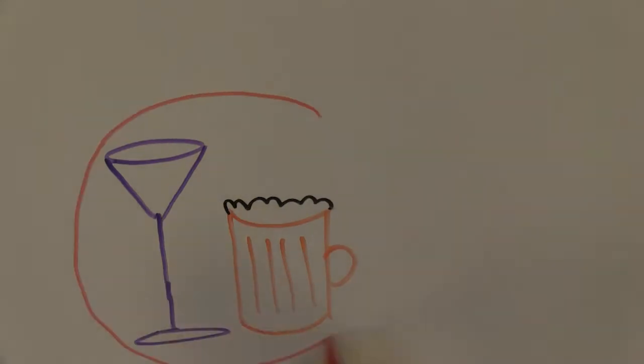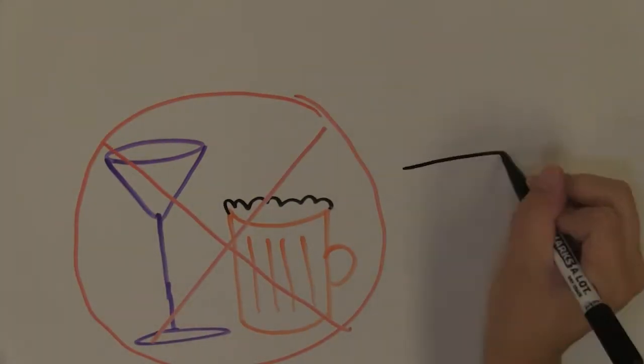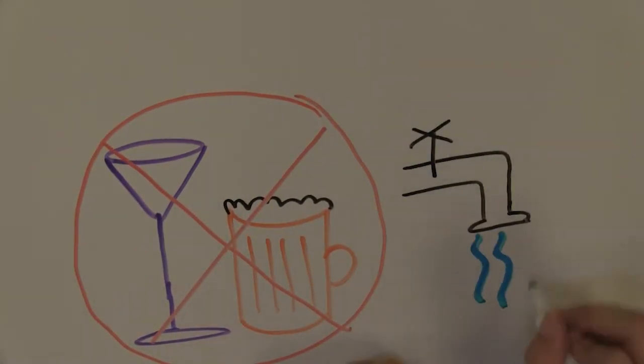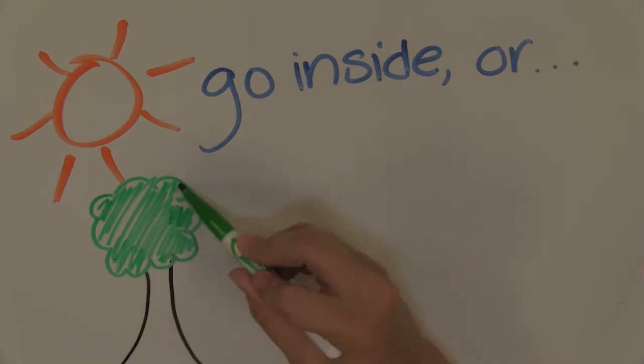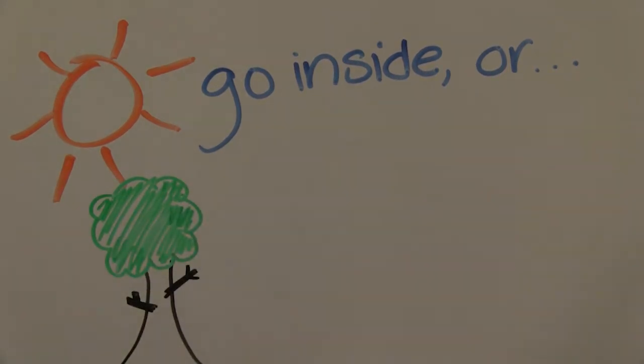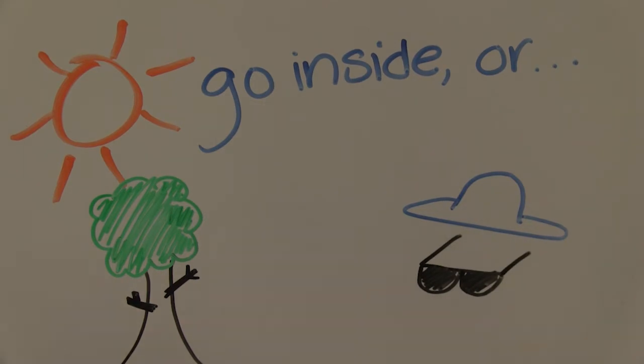Hydrate, hydrate, hydrate, even if you don't feel thirsty. Avoid caffeine, alcohol, and sugary drinks, and drink plenty of fluids like water to stay hydrated. Stay inside if possible, but if you need to be outside, find shade. Wear a hat wide enough to protect your face and neck. Wear lightweight, light-colored clothing, and don't forget the sunscreen.